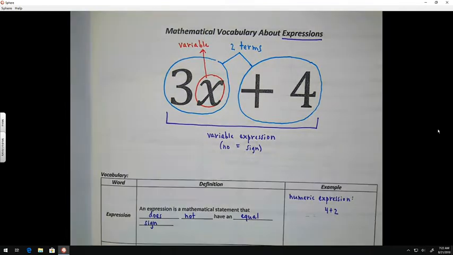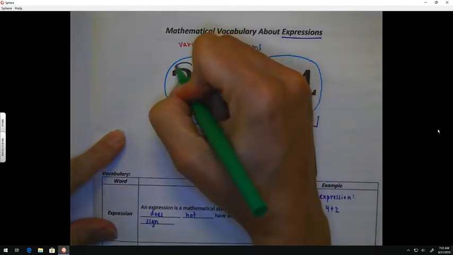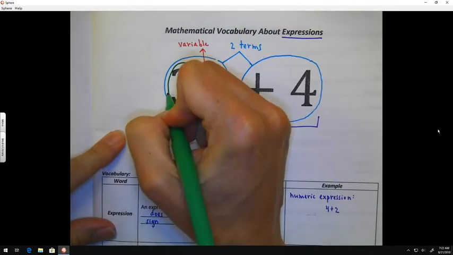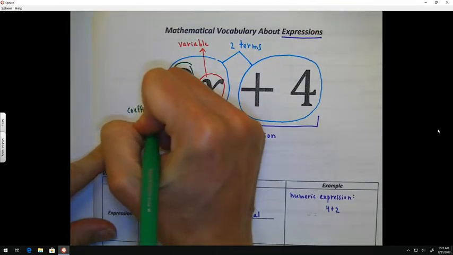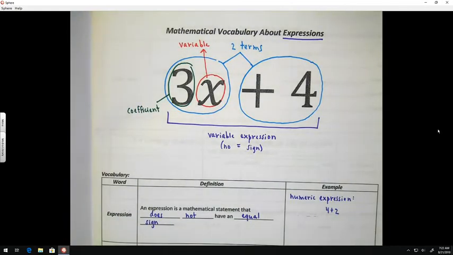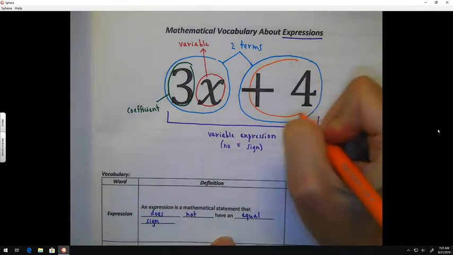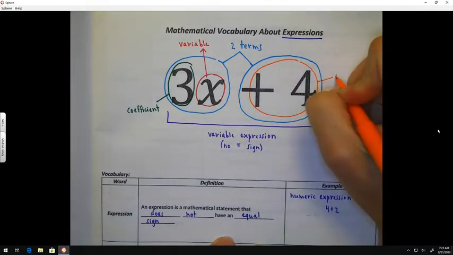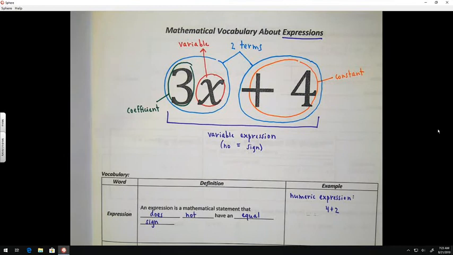Let's see, our next word was coefficient. We said the coefficient was the number that's attached to the variable. So I'm going to circle the 3 and make a note that that is the coefficient. And then the last thing we had talked about was a constant, which is that number by itself. So my positive 4 here is a constant. And again, this is vocab that's going to come up over and over again. So if there are terms that are new to you, you'll be seeing them and getting lots of practice, so you'll become familiar with them very quickly.